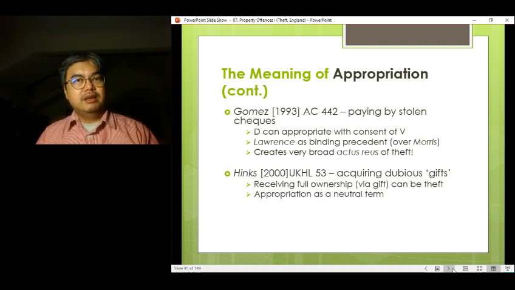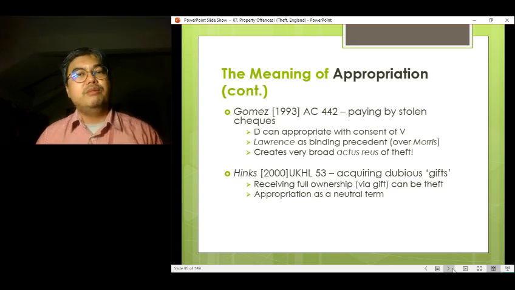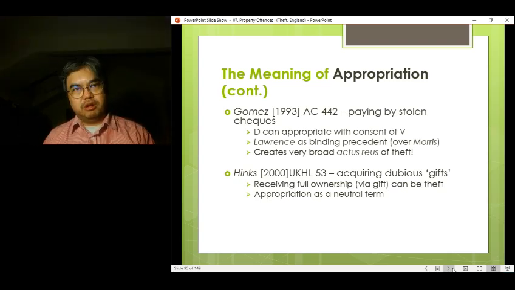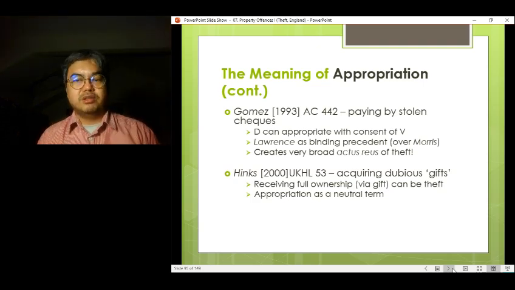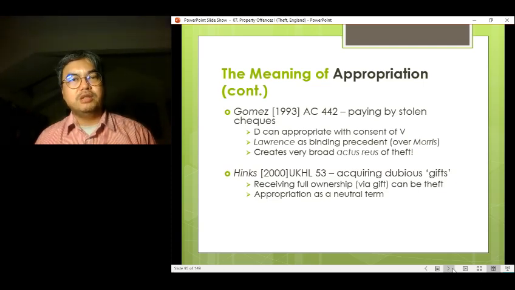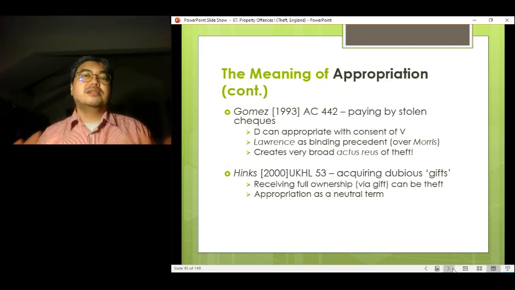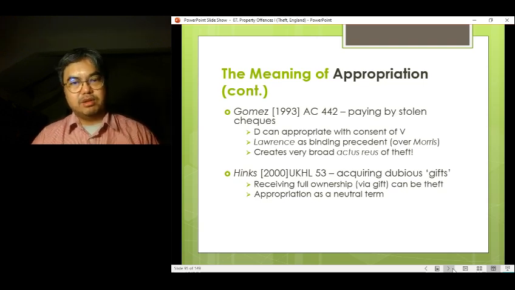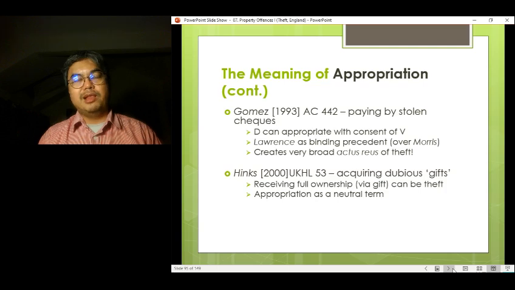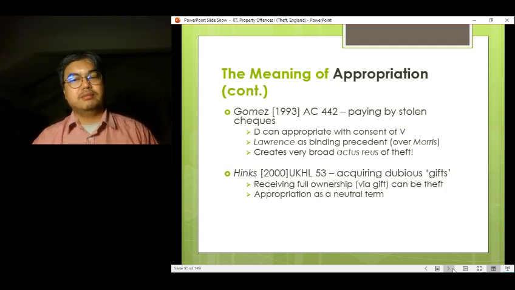So the issue of consent would come only when we talk about whether it was dishonest or not. The issue of consent is only relevant when we talk about whether there was dishonesty or not. But when it comes to appropriation, we just see whether there was an assumption of the rights of the owner. Did he act like he was the owner or not? Doesn't matter whether he had consent. If there was consent, then you can use that as an argument to say, look, I wasn't dishonest. I appropriated it because he consented to it.